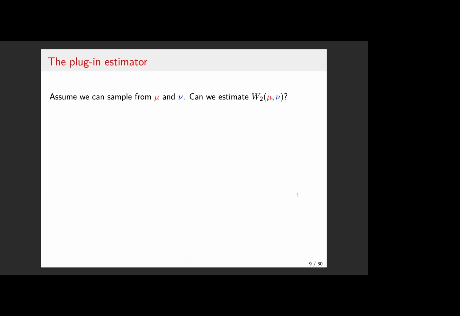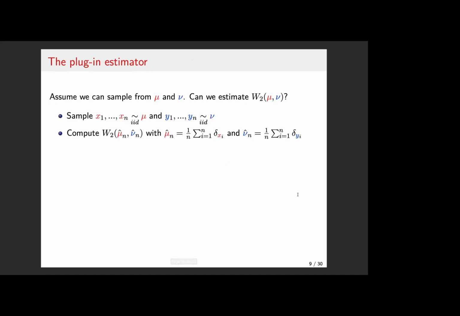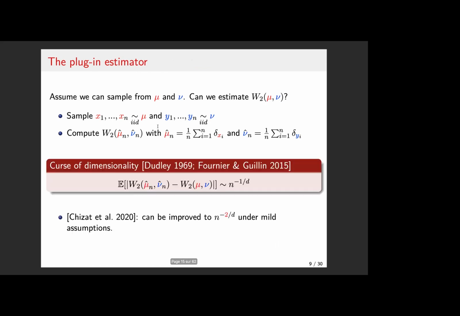So you might think that you could try to sample from mu and nu and estimate optimal transport from the samples. So assume you can sample from mu and nu. You would build discrete distributions from mu and nu, and you could try to estimate the distance by taking the optimal transport distance between the discretized distributions, the empirical distributions, and hoping that it converges to the actual distance.